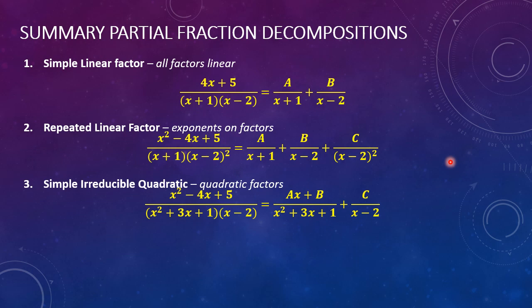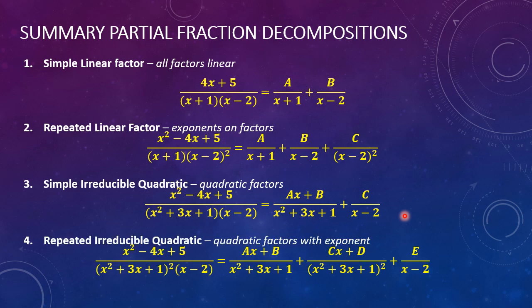Then we learned about simple irreducible quadratics, and this was a different form for the partial fraction decomposition. So here we have a quadratic, x squared plus 3x plus 1. We cannot factor it into real number linear factors, so this is irreducible. So our first term is ax plus b over this quadratic, plus c over the linear factor there, x minus 2. C over x minus 2.